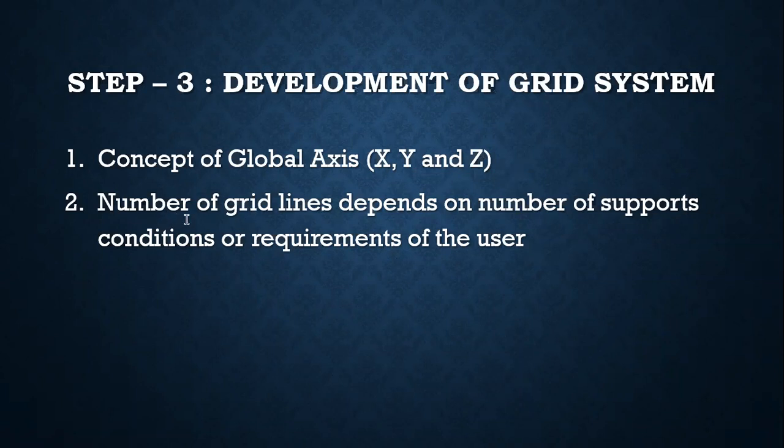Next one is the number of grid lines. This software will ask for the number of grid lines required. So the user has to carefully choose the total number of grid lines required in order to develop the model. One logic here is the total number of grid lines depends on the number of supports or support conditions. If it is a beam, how many supports, fixed supports, hinge supports are there. If it is a three-dimensional problem, how many columns. Or it may be based on the requirements of the user.